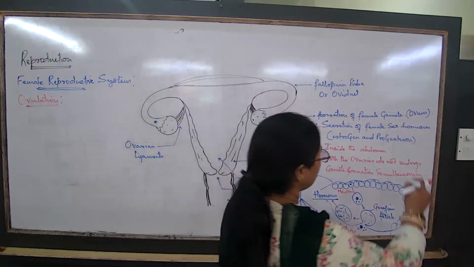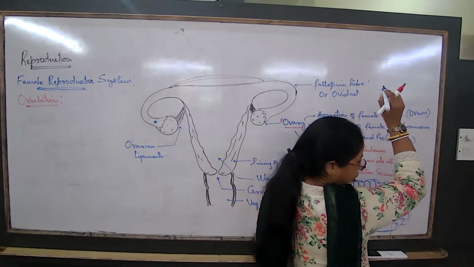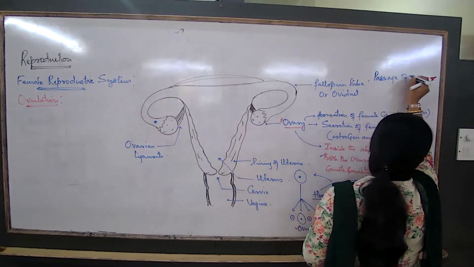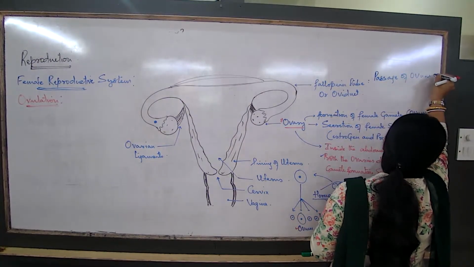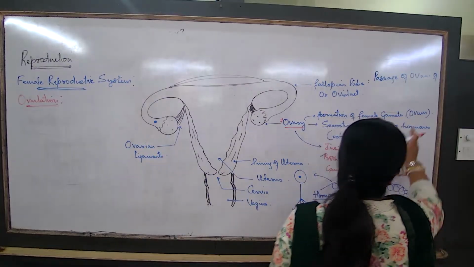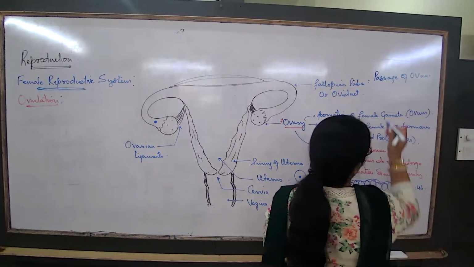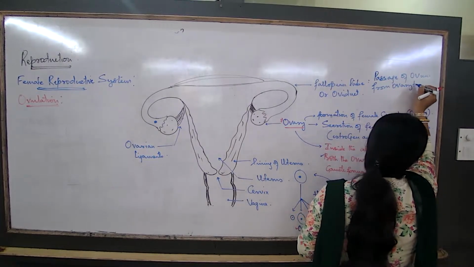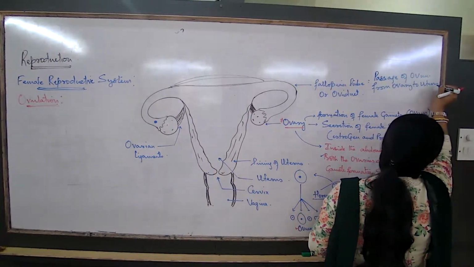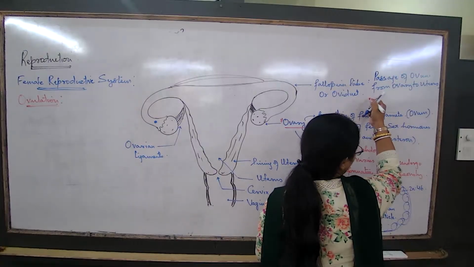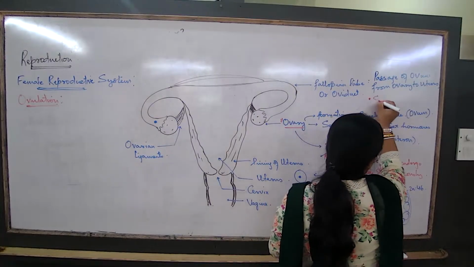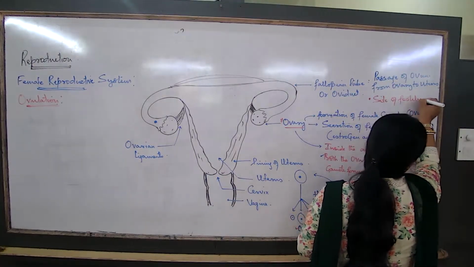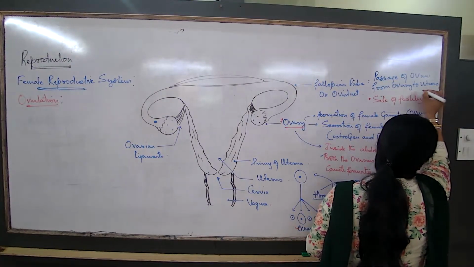What is its function? The fallopian tube or the oviduct has two functions. Number one is passage of ovum from the ovary to the uterus. Second function, very, very important to remember: this fallopian tube is also the site of fertilization in the human body.